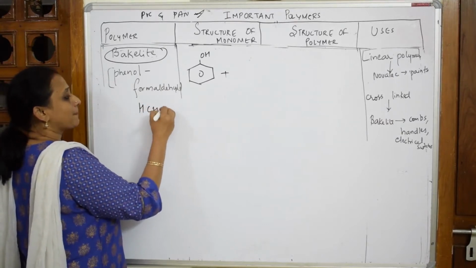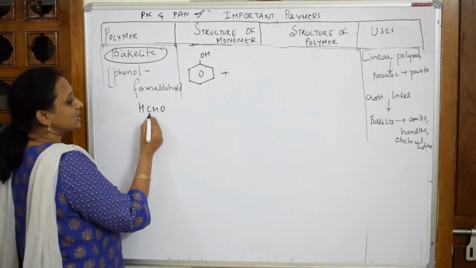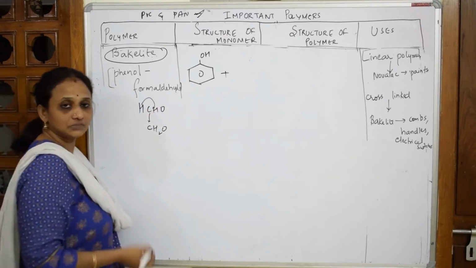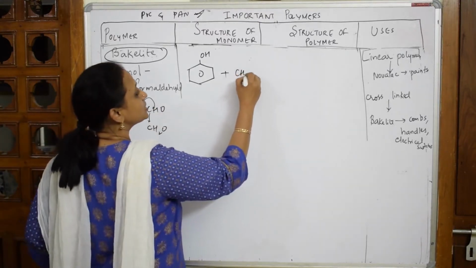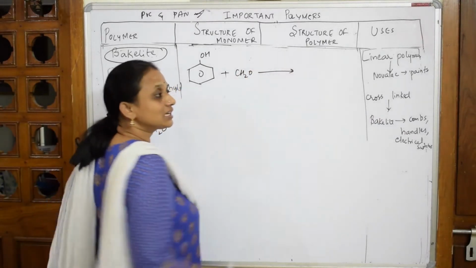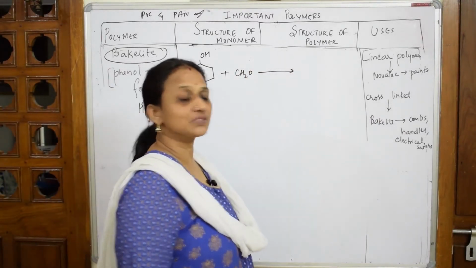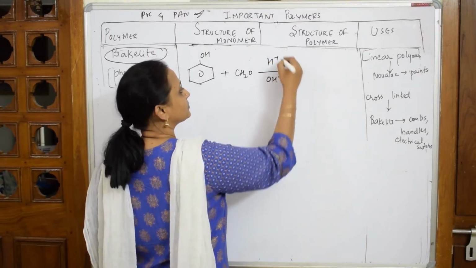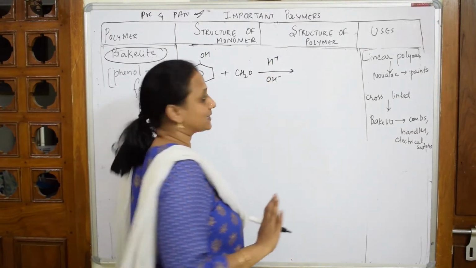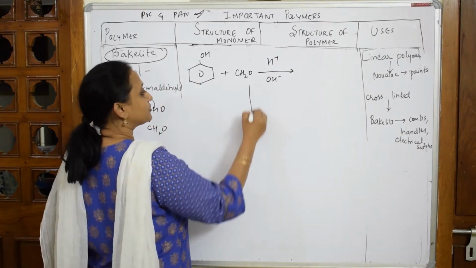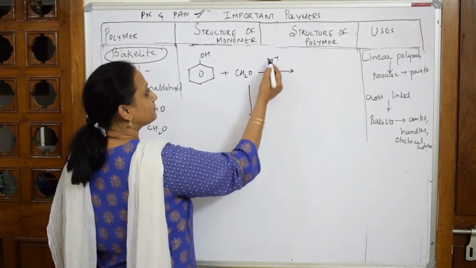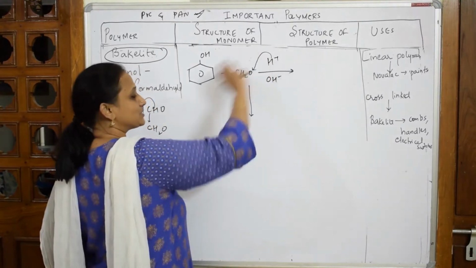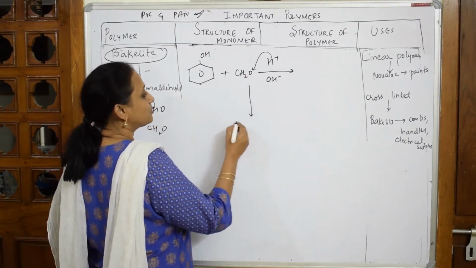Formaldehyde is HCHO. I can write HCHO as CH2O. Correct. So I'm going to write CH2O. This whole condensation occurs in the presence of an acid or a base catalyst. These are catalysts, acid catalyst or base catalyst. Now in the initial step, just observe carefully, this H plus is picked up in the presence of that catalyst. So what product do I get?